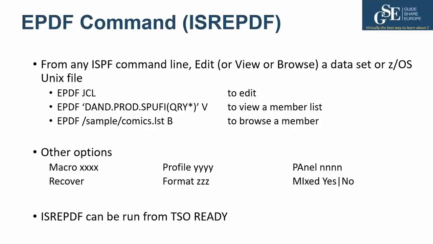The EPDF command now, however, is in the command table. So from any command line, you can do a command like this to do the same kind of thing that this exec does. And it handles browses of Unix files as well. Browse, view, or edit. So you just add a V or B if you want to use the view or browse instead. And it accepts other options. One that's missing, however, is the line command table for line macros. So I still tend to use my CLISTs, my execs for that type of thing.